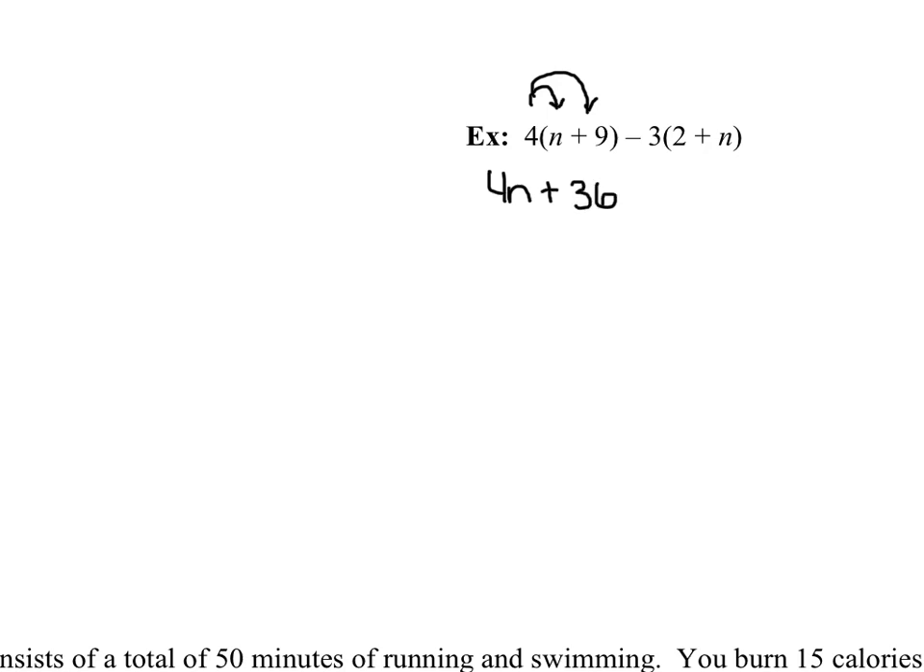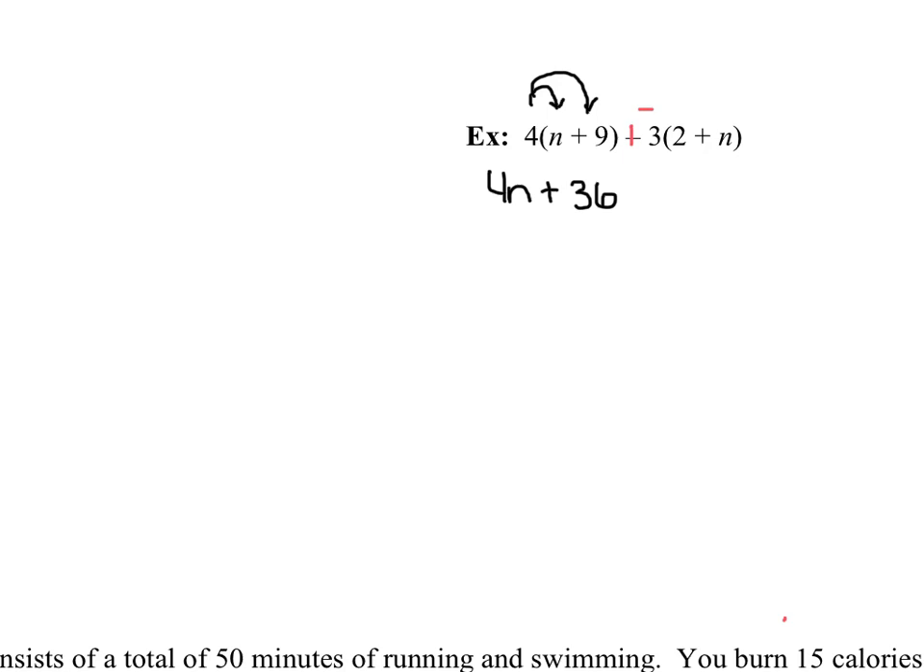Here's where you want to make sure you're really careful. So here I knew it was a 4 that was doing a distributing. The number that's doing the distributing here isn't just a 3. It's actually a negative 3. And the easiest way to make sure you do that is to change it to plus negative.